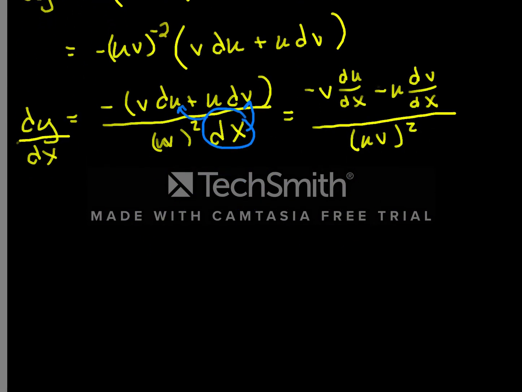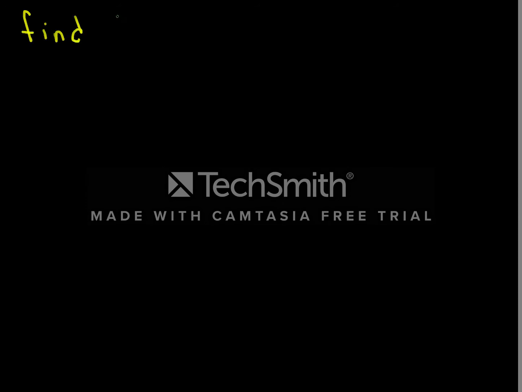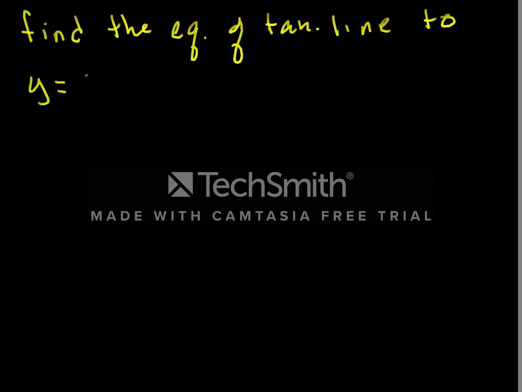In this final example, we'll look at an application of the derivative. We're going to have a function for which we want the equation of its tangent line. So find the equation of the tangent line to the curve y equals 9x to the negative 2. And we'll look at it at the point (3, 1).